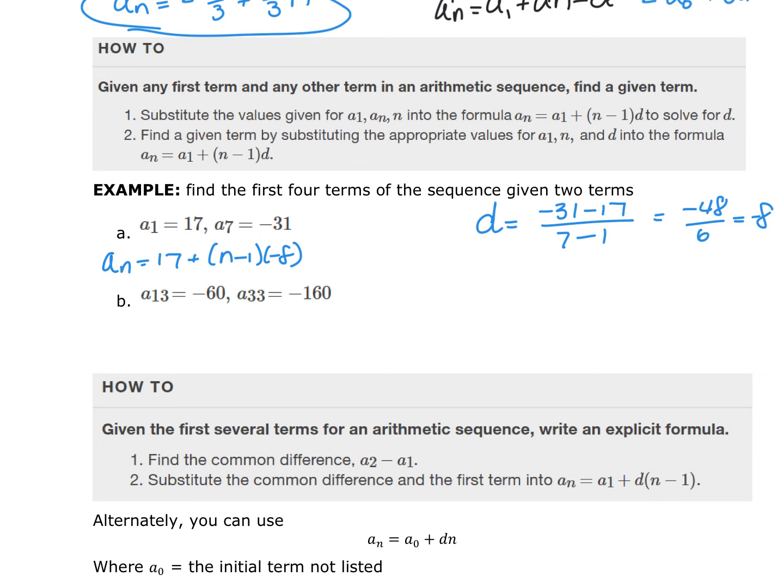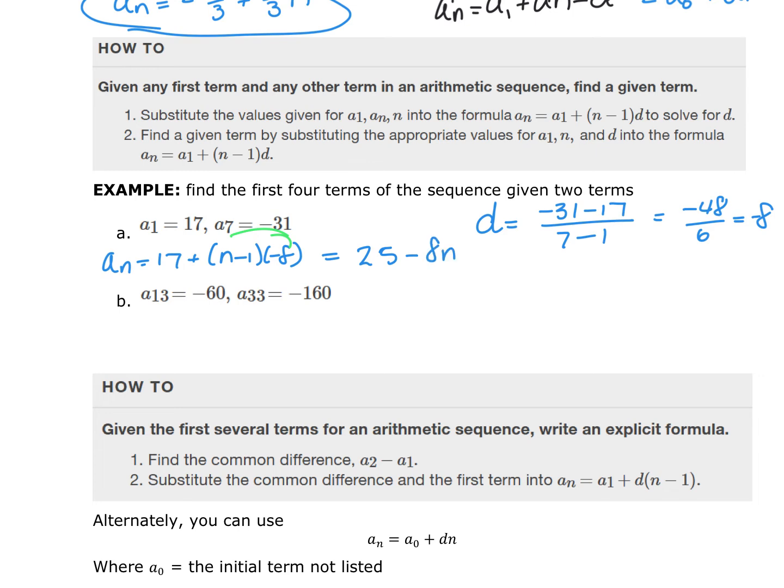Now I'm going to combine this up a little bit and condense it. I know this is the same thing as when I distribute the negative 8 through onto both of those two terms. I'm going to get 17 plus 8, which is 25, and then it's going to be minus 8n.